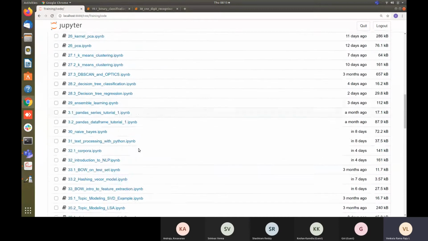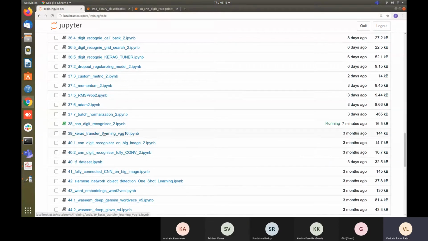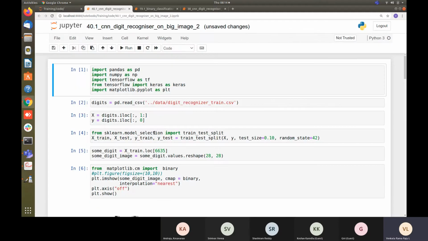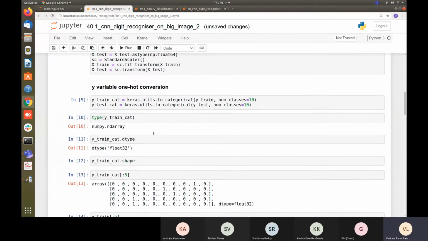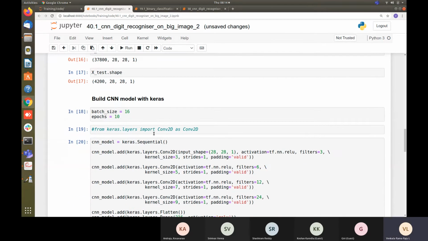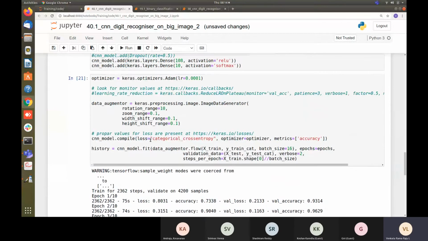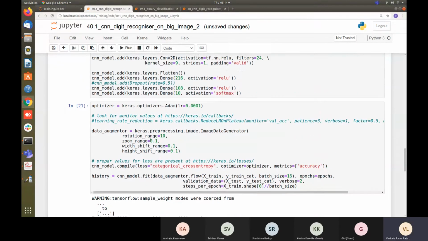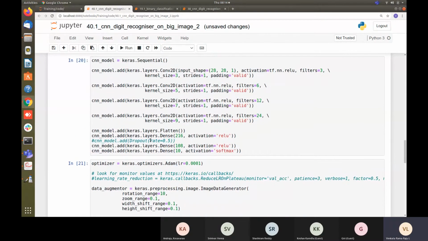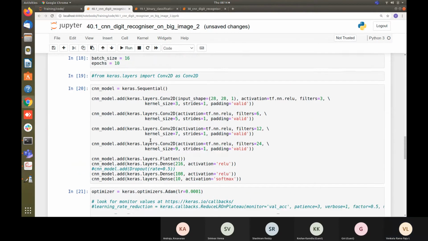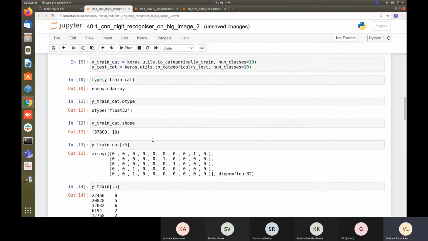Let me see if any other code files are there on this. Yeah, so transfer learning is the next concept, and I need to cover a little bit of theory there. Digit training around big image. What big image? What is this? The same thing, right? Same code it is. Why did I save it separately? I would have done some experiment here. I don't know what I did.